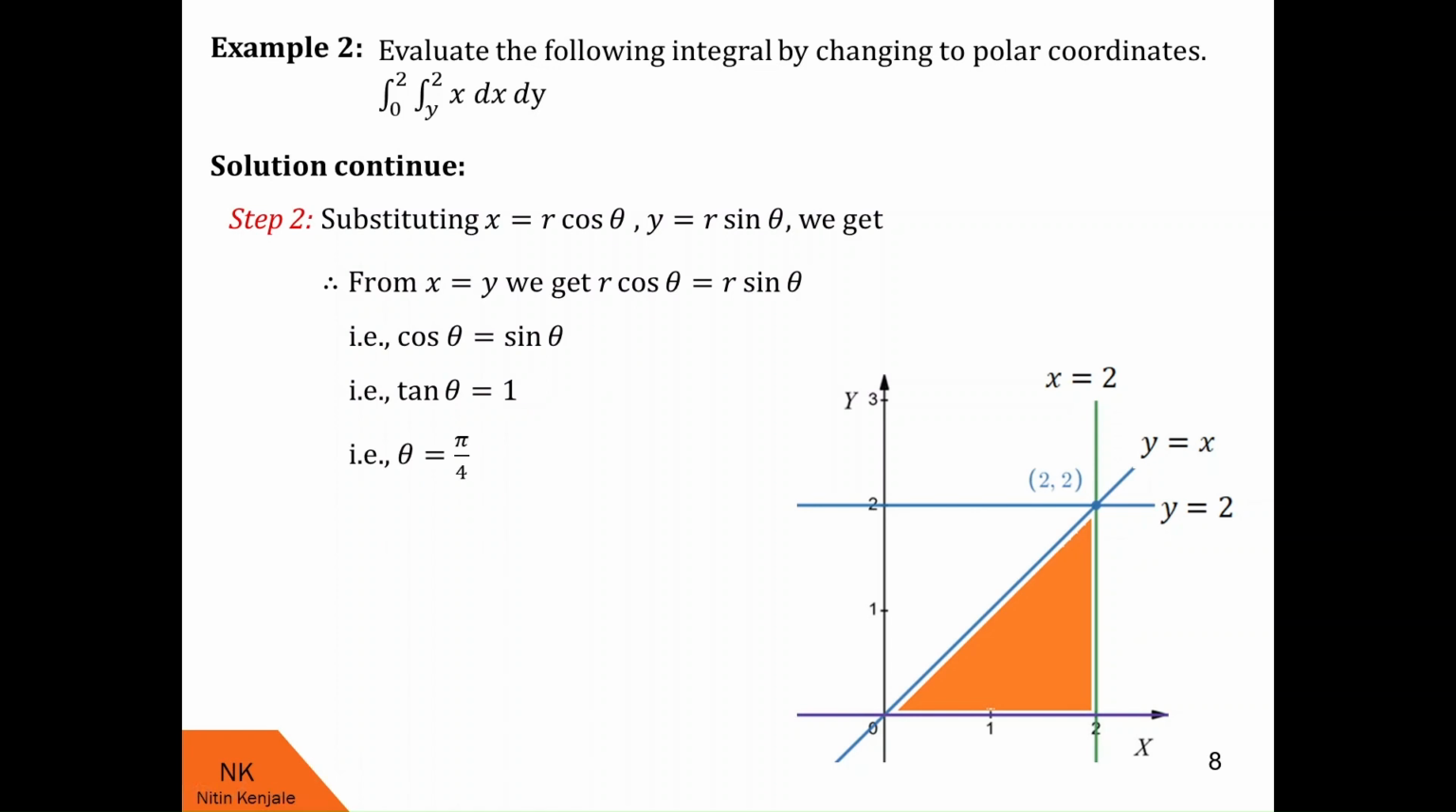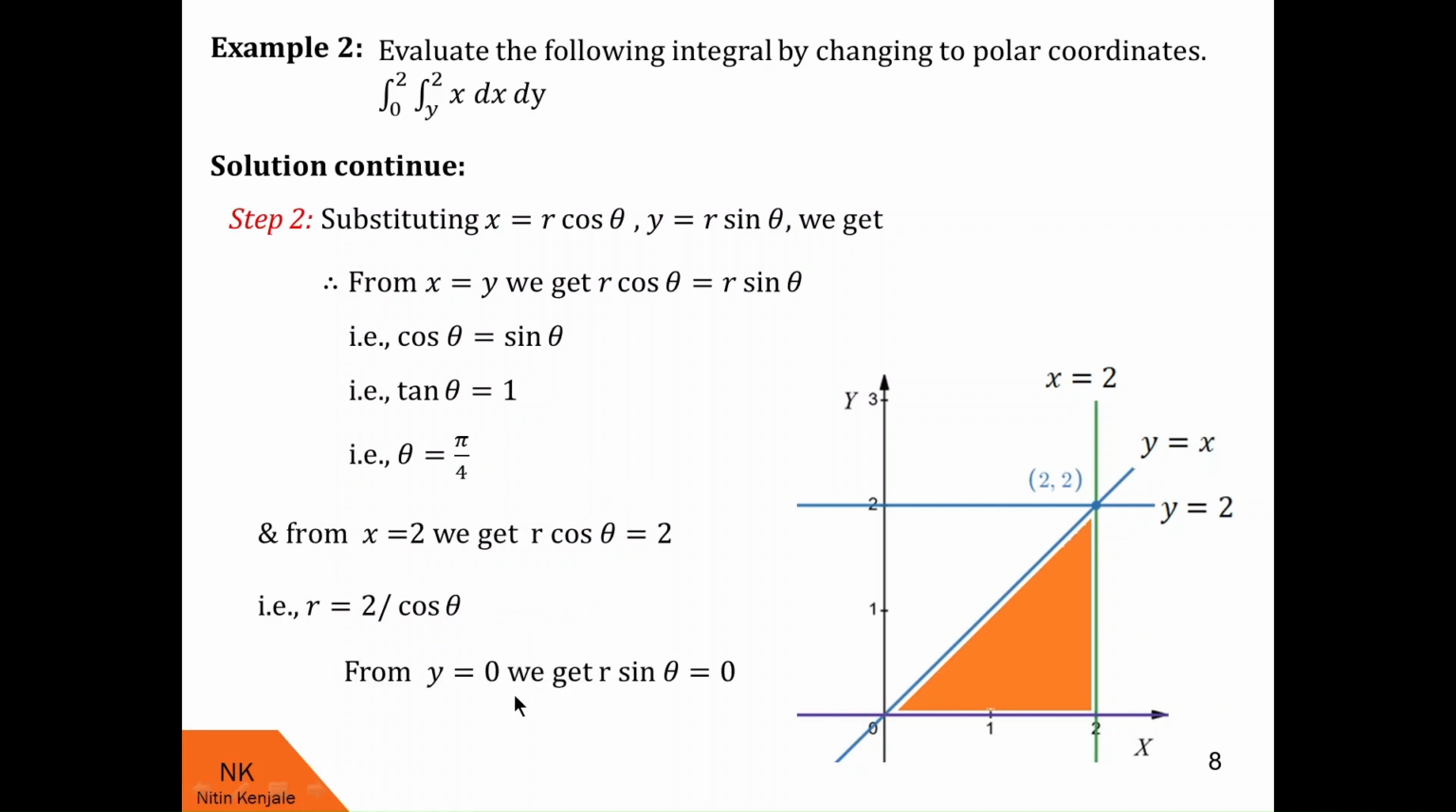Now let's go for another equation, x is equal to 2. x is equal to 2 gives us r cos theta is equal to 2. Therefore, r is equal to 2 upon cos theta. Now let us take another equation, y is equal to 0. From y is equal to 0, we get r sin theta is equal to 0. That is, either r is equal to 0 or sin theta is equal to 0. But sin theta is 0 at theta is equal to 0.